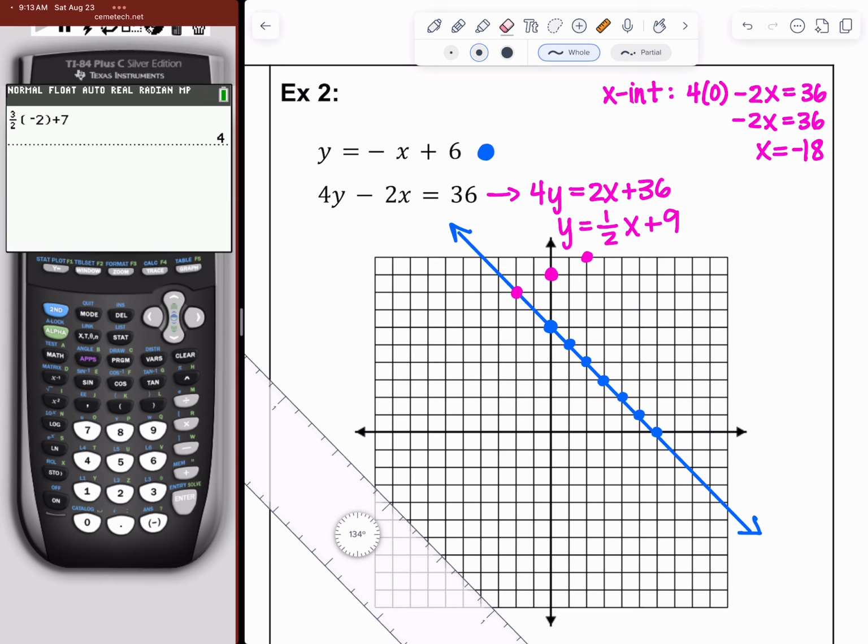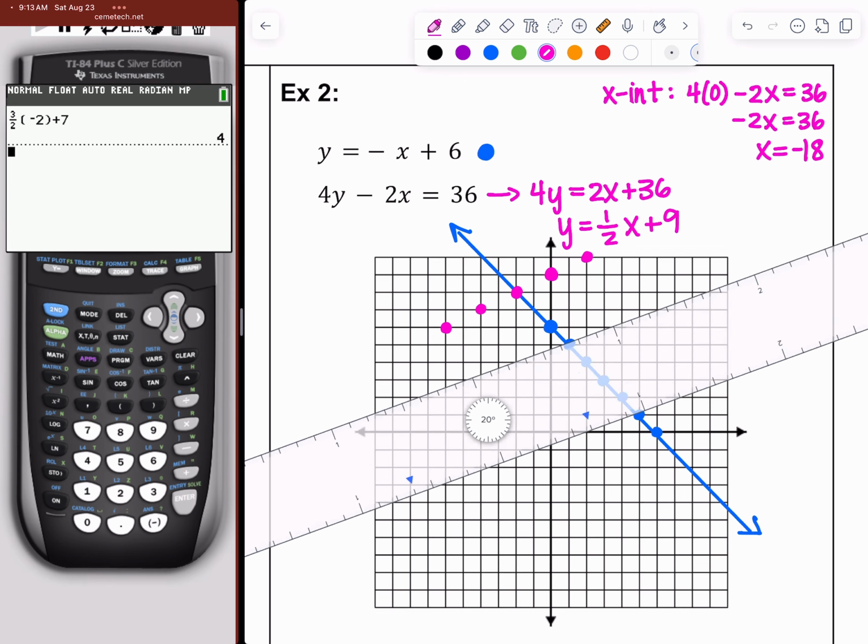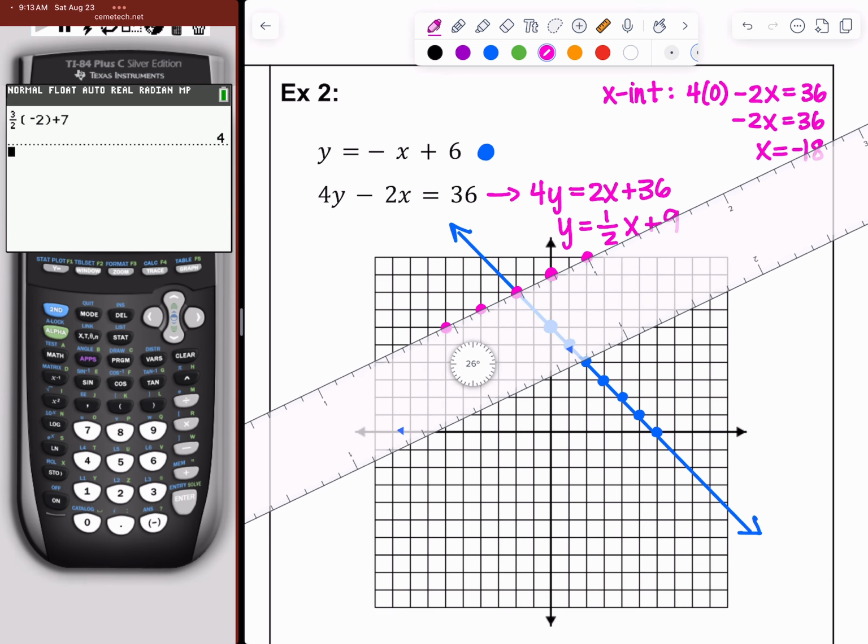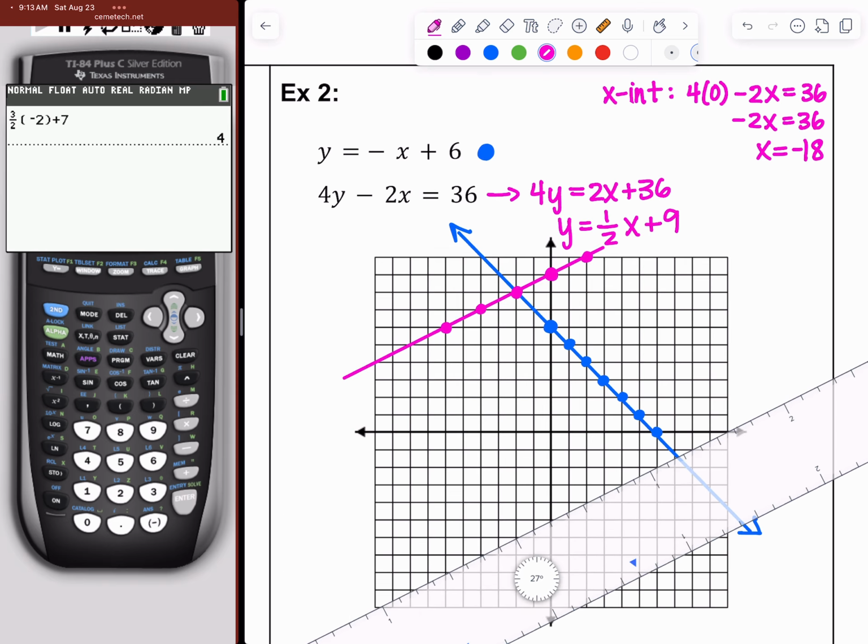All right. And then once again, plot as many points as you can. You want to make sure that your line goes through very, very neatly, because if not, you will think that you won't have a solution, or you will think that the solution is like a decimal. And it can be, but you want to be as accurate as possible.